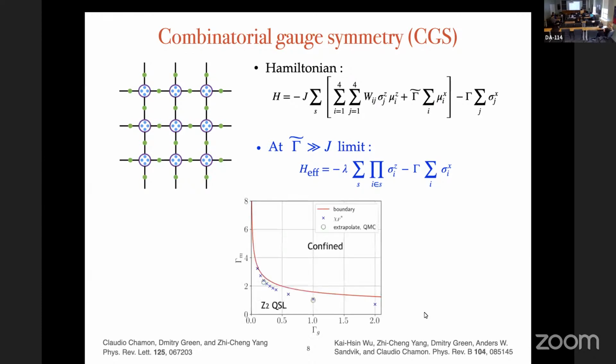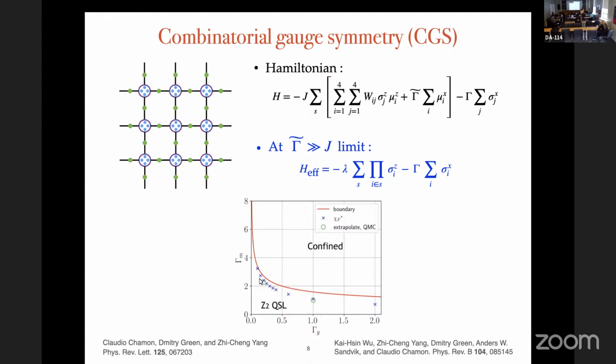So this has been confirmed by ED and QMC simulations, specifically exact diagonalization and quantum Monte Carlo, where the red curve is the theoretical prediction, the cross here is the ED data, and the circle here is the QMC data. So this plot shows us that indeed this combinatorial gauge symmetry Hamiltonian has a Z2 quantum spin liquid phase. And this simulation is done by Kai-Xin Wu, shared by Anders and Claudio's group.